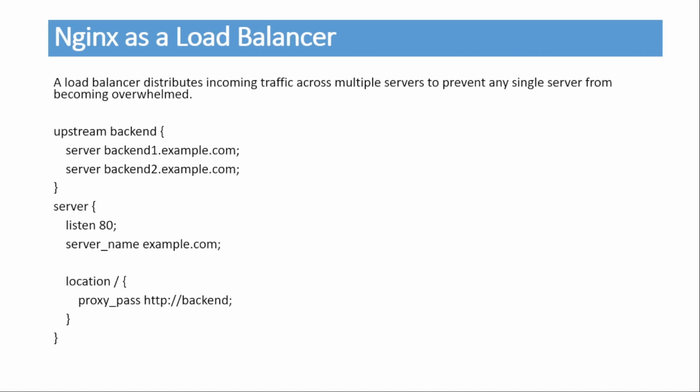The next is load balancer. A load balancer distributes incoming traffic across multiple servers to prevent any single server from becoming overwhelmed. For example, your website has high traffic and you use multiple servers to handle it. NGINX receives the incoming requests. It distributes these requests across several backend servers. This ensures no single server gets overloaded, improving performance and reliability.